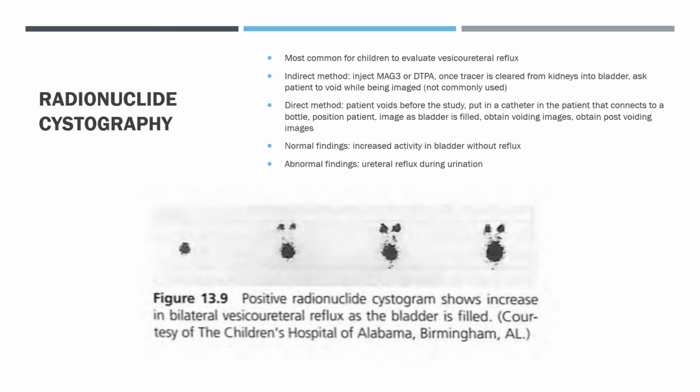It could get out of hand if you don't make sure everybody's on the same page and everybody's doing their part to make sure that the kid is as comfortable as possible and that you're still getting the study done efficiently. Some normal findings with this study would be increased activity in the bladder without any reflux, which would indicate that there's none going back into the ureters. And of course, an abnormal finding would be if there is indeed reflux into the ureters.